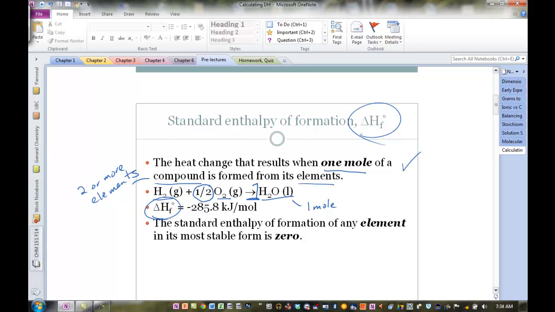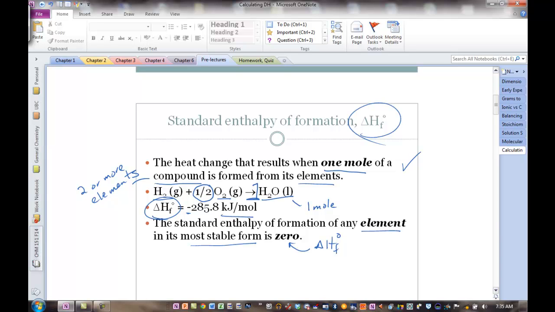The enthalpy change can be measured for that. For this particular reaction, the formation of water, it's exothermic, negative, and it's 285.8 kilojoules per mole of water produced. These are all tabulated, which is really cool because you don't have to measure these. It's all been done. And one other thing to keep in mind, we will use this later when we do the calculation. Any element in its most stable form has a delta H of formation of 0.